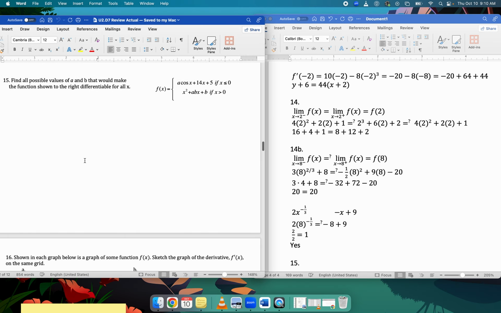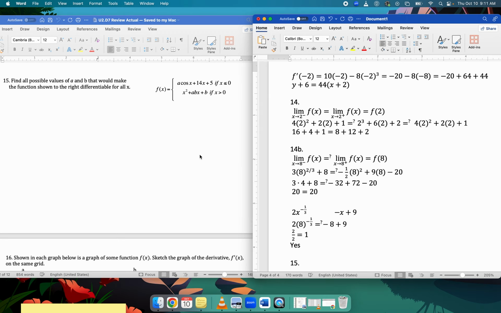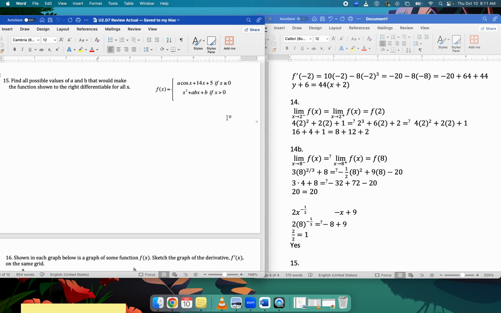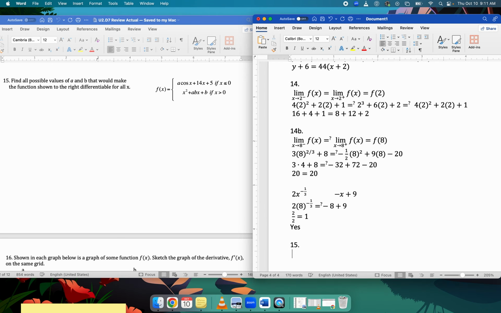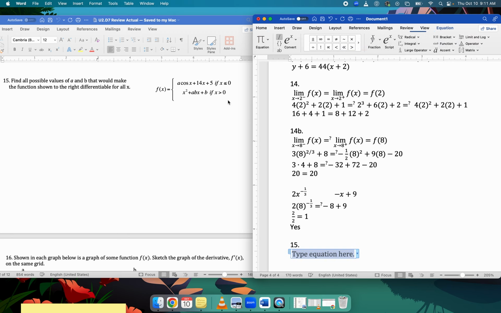15. Find all possible values of a and b that would make the function shown to the right differentiable for all x. The only place where it might not be differentiable is the boundary point at 0. So we're going to be thinking about 0, right? So it needs to be, of course, continuous at 0, which means the left-hand limit should match the right-hand limit should match the value at 0.